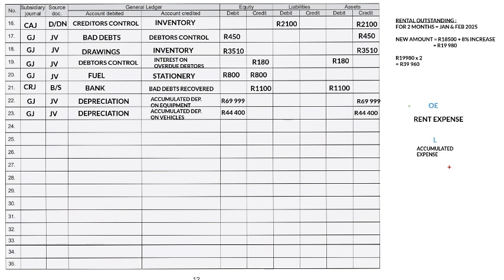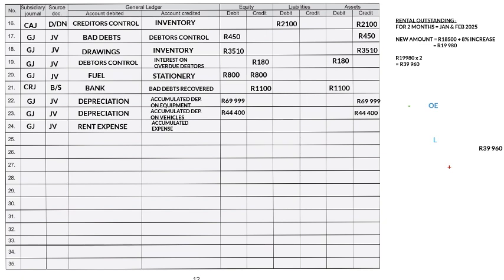So number 24, our journal is the general journal. Our source document is our journal voucher. The account debited was our rent expense account. The account credited was our new account called accumulated expense.